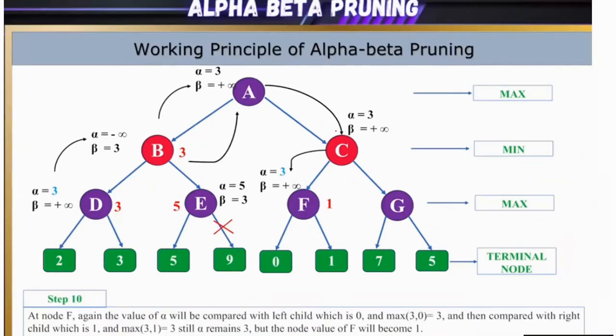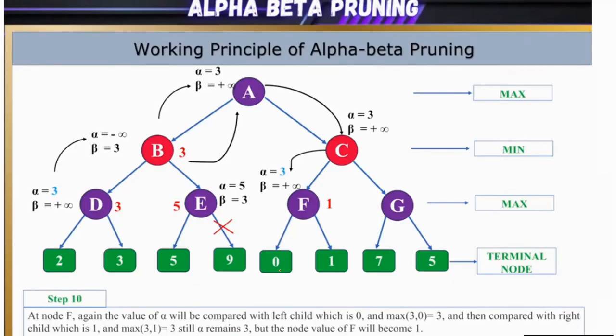Now step number 10. What we did at the node F, we are comparing the alpha equal to 3, first we are checking with the left node. What is the left node? It is 0. So 3 and 0. What is the maximum? 3 only. So alpha will be 3, beta will be plus infinity because we are not touching that now. Next, what I'm checking, it is written, right, then compare with the right.